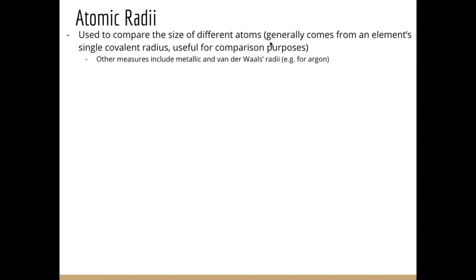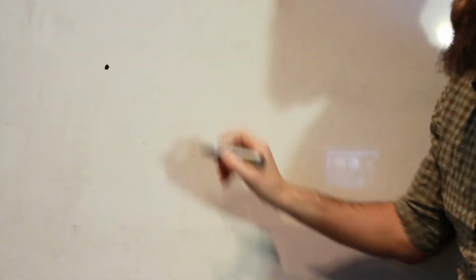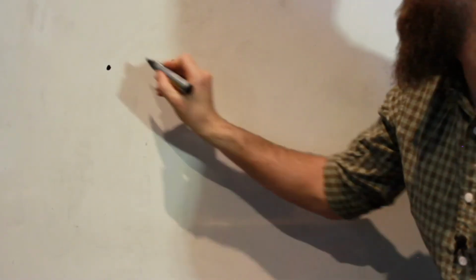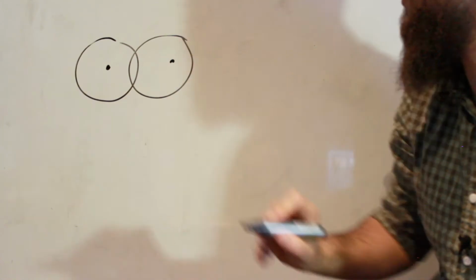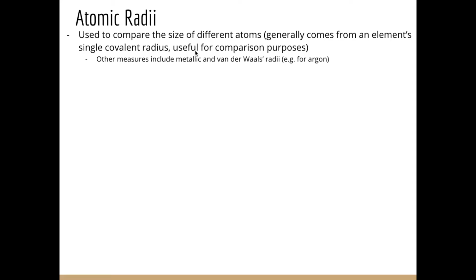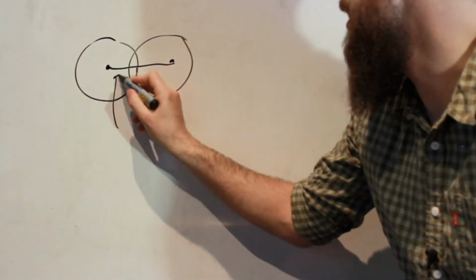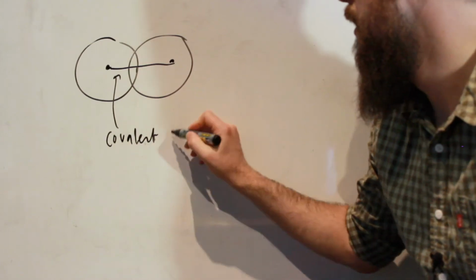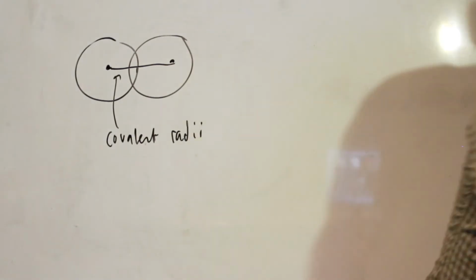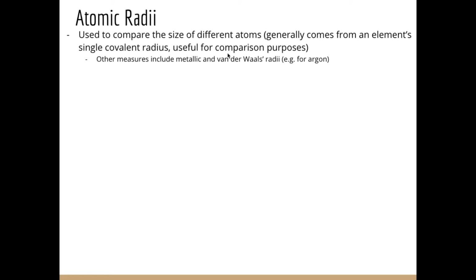Used to compare the size of different atoms, generally comes from an element's single covalent radius, useful for comparison purposes. So you imagine if you have 2 elements covalently bonded to each other, you've got the nucleus on each of them, and then you've got your electrons around it. You've got your covalent bond, because this is the single covalent radius. Then it would be the distance between both of the nuclei divided by 2 to get the covalent radius. Now there are other kinds of atomic radii, for example the metallic or the van der Waals radii.